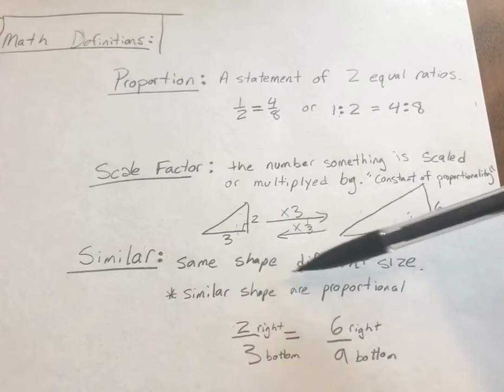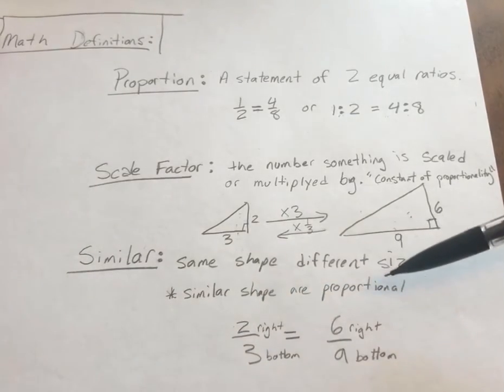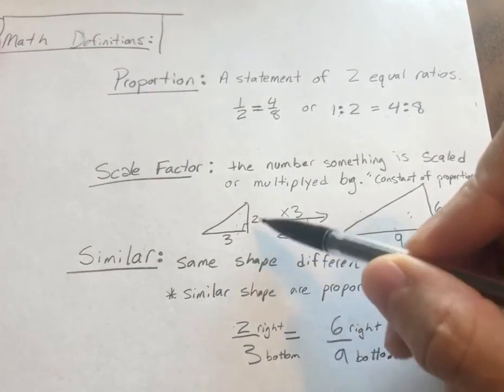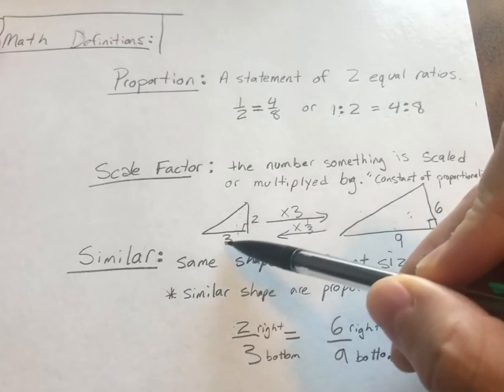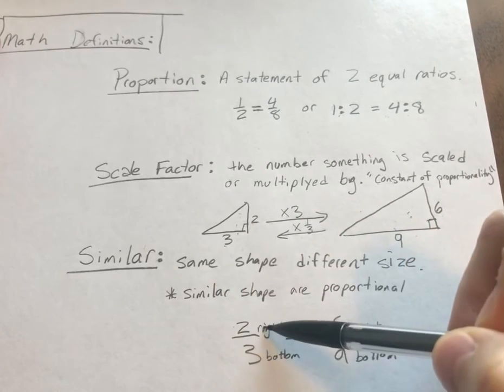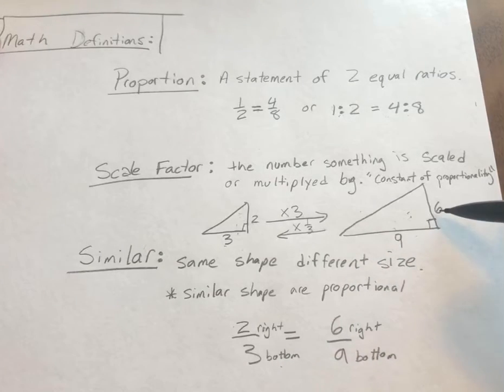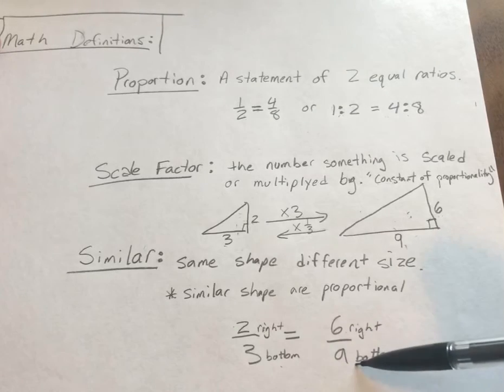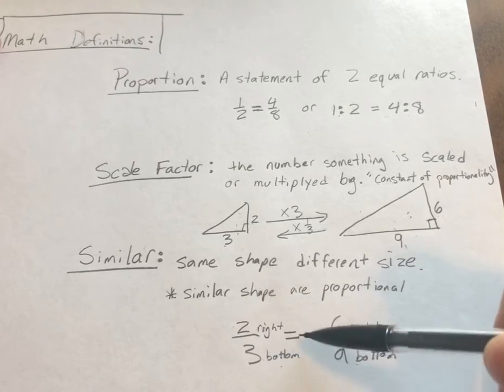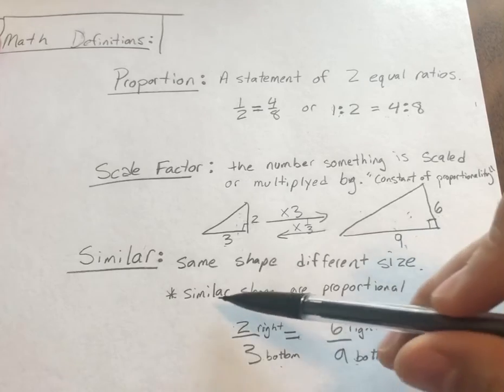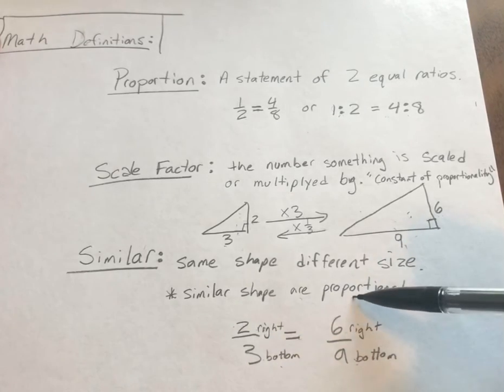So similar shapes are proportional, which means you can make a proportion. See that with the right side we have a 2 and a 3, so I wrote right side 2, bottom 3. And on this one, the right side is 6 and 9, so I can write right side 6 over 9. 2/3 is equal to 6/9. Similar shapes can make a proportion.